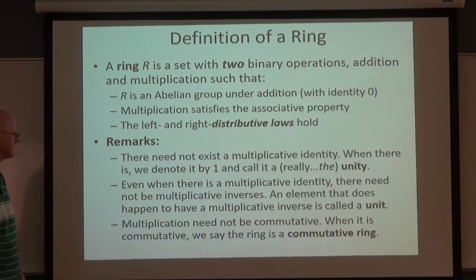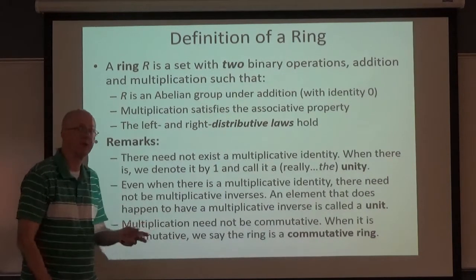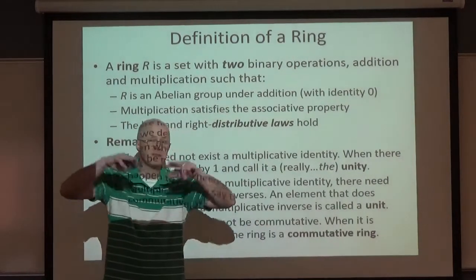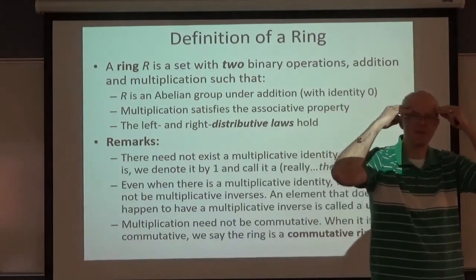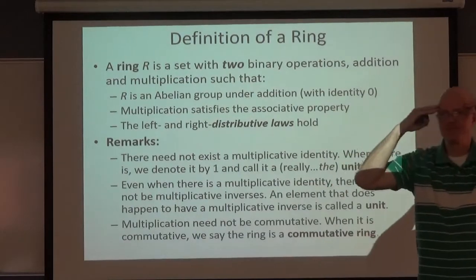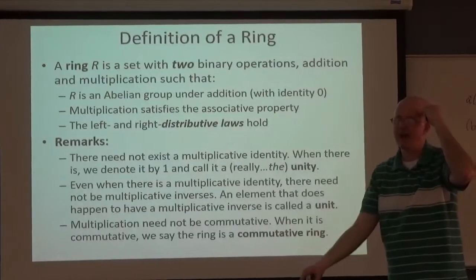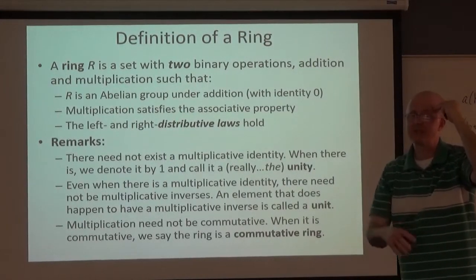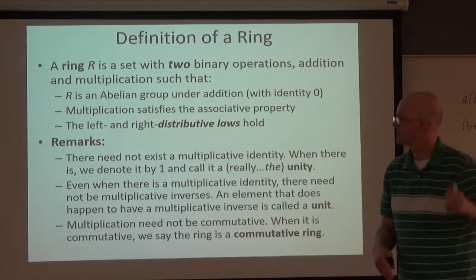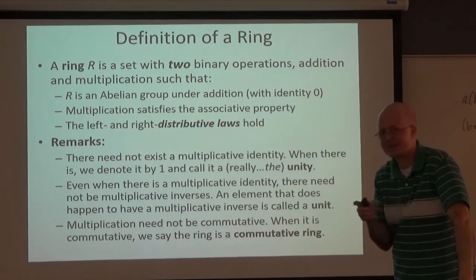Multiplication need not be commutative. When it does happen to be commutative, we say it's a commutative ring. We do not say abelian ring. Don't say abelian ring. Abel's got enough credit. Abel was a great mathematician, and there's something called the Abel Prize you might want to look up. And Abel has an abelian group named after him. Abel, by the way, was a contemporary of Galois a couple hundred years ago. Don't say abelian ring, okay?